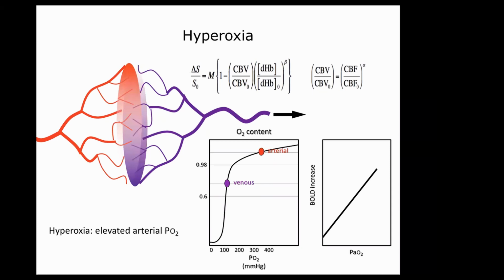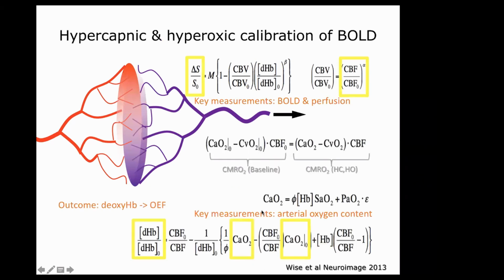So both the hypercapnia and the hyperoxia assume isometabolism, which is one of the physiological assumptions that we make, which is debatable. There's some work suggesting that you get changes in oxygen metabolism with CO2 administration. But essentially, we've got this mass balance expression down here where we equate baseline oxygen consumption with oxygen consumption during changes in carbon dioxide and oxygen levels. And if we put these together, we get an expression that looks unpleasant, but it's relatively straightforward.